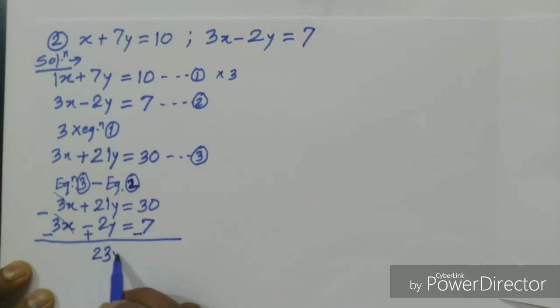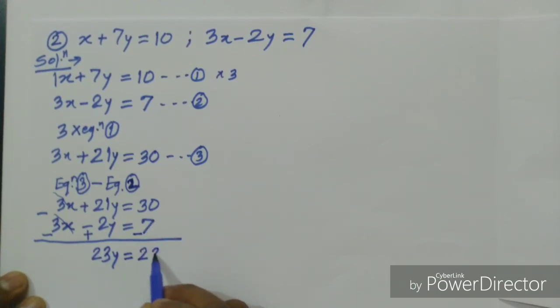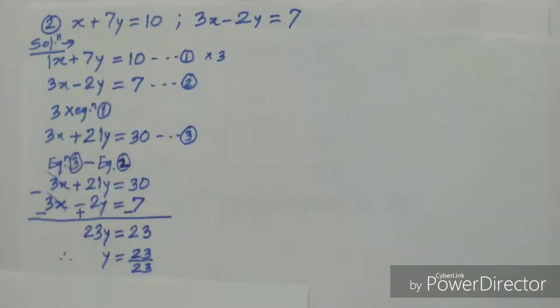Plus 3x and minus 3x cancel. In addition, 21y plus 2y is 23y, and 30 minus 7 is 23, so 23y is equal to 23. Here 23 is multiplied, so we divide. After dividing by 23, 23 over 23 is 1, we get y is equal to 1.